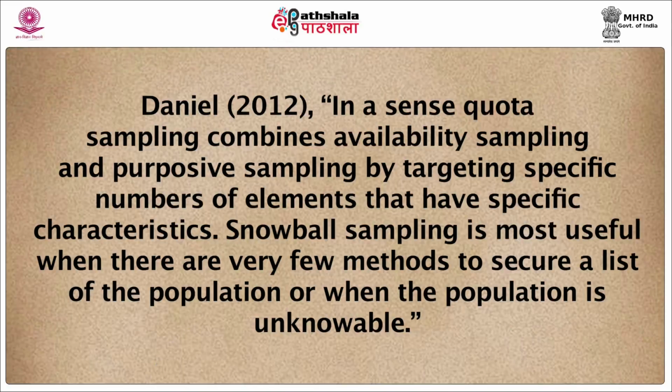To sum up non-probability sampling methods in the words of Daniel 2012, in a sense, quota sampling combines availability sampling and purposive sampling by targeting specific numbers of elements that have specific characteristics. Snowball sampling is most useful when there are very few methods to secure a list of the population, or when the population is unknowable.